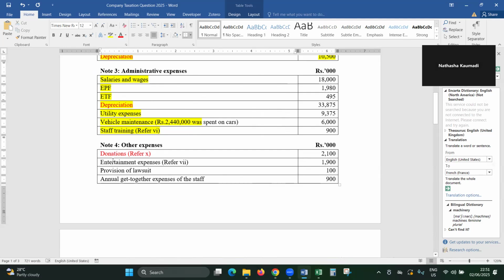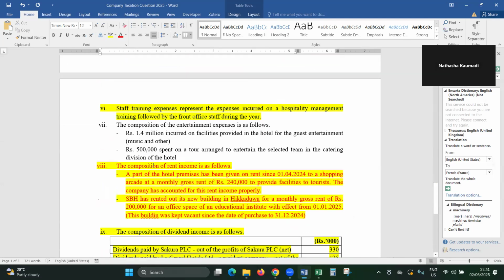And then you have entertainment expenses, point number 7. See, 1.4 million incurred on facilities provided in the hotel for the guest entertainment. That is for the business purpose directly. So is it allowed to deduct or not? Generally, we say entertainment expenses are not allowed. But here, as a hotel, it is mandatory. It's essential. So 1.4 million is allowed to deduct with the nature of the business.